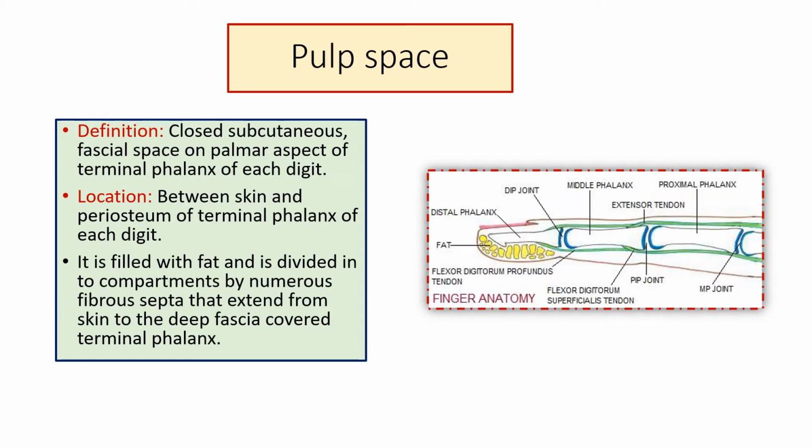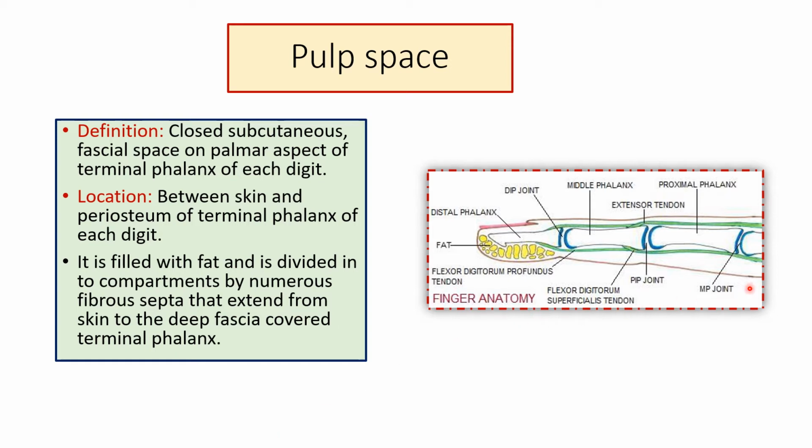We can define the pulp space as a closed subcutaneous fascial space on the palmar aspect of the terminal phalanx of each digit, and it is located between the skin and periosteum of the terminal phalanx of each digit.